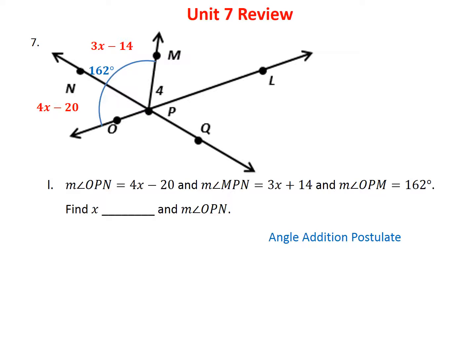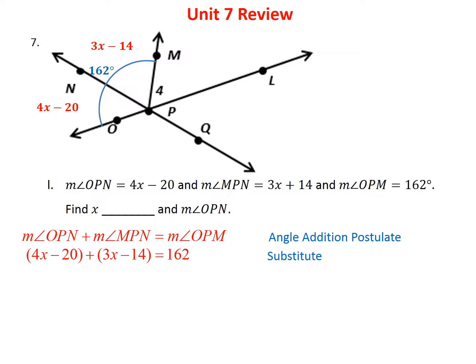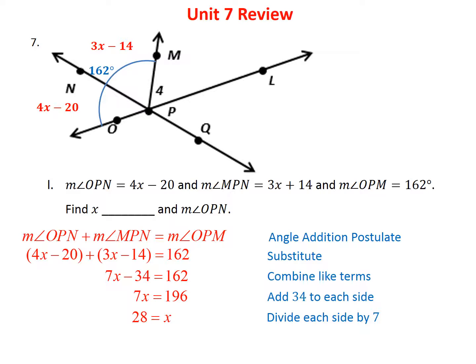So we use the angle addition postulate to say that the measure of the 2 small angles adds up to the whole angle. Now substitute in what we know. So we know that 4x minus 20 plus 3x plus 14 equals the whole angle 162. So let's combine terms. 4x plus 3x is 7x. Minus 20 plus 14 is minus 6. Now we have a 2-step equation. Undo the subtract by adding to both sides. Undo the 7 times x by dividing by 7 both sides, and we find out that x is 28.